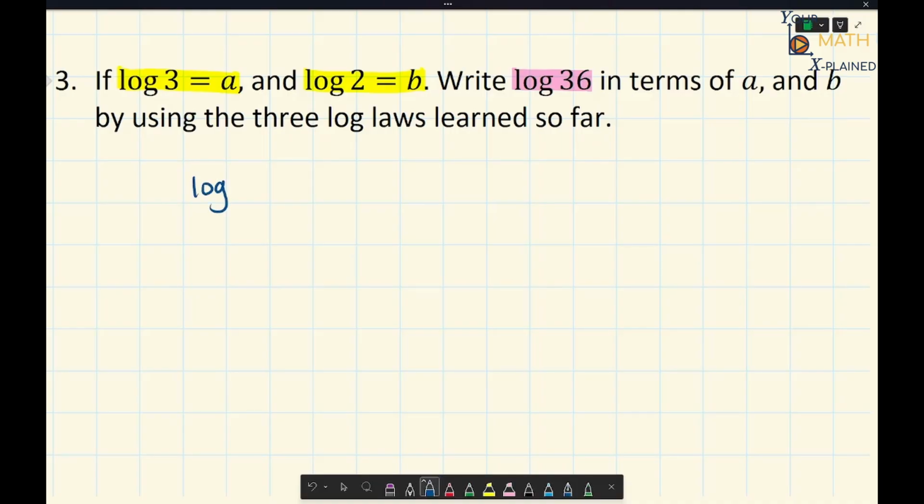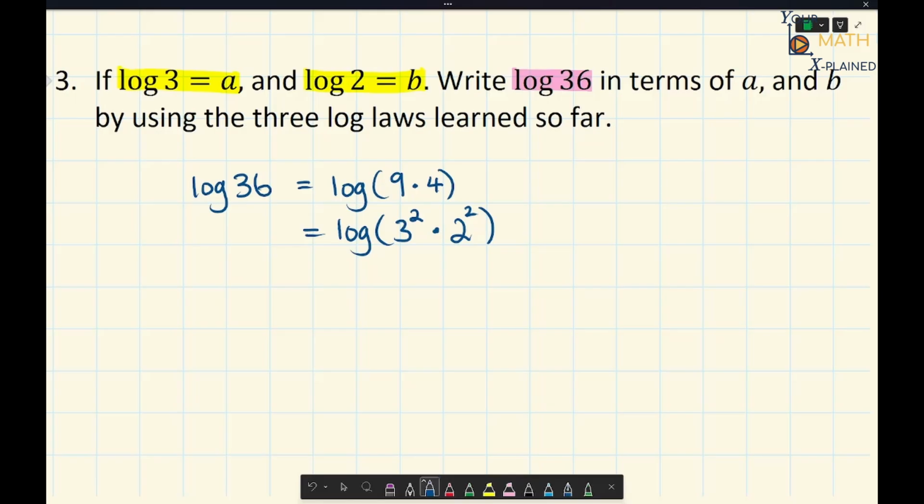So we start with log 36, and we know that 36 can be written as 9 times 4. So we're going to write this as equal to log of 9 times 4. And now 9 is just 3 to the power of 2, and 4 is 2 to the power of 2. So that means we can write this as log of 3 squared times 2 squared. So all of this is just algebraic manipulation. We haven't used any log rules yet.